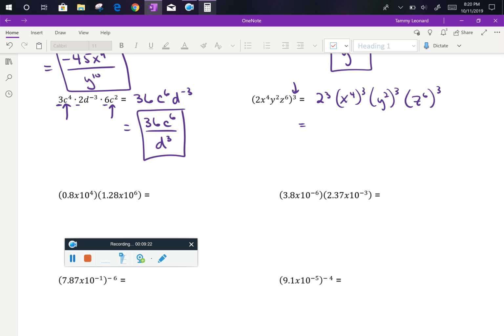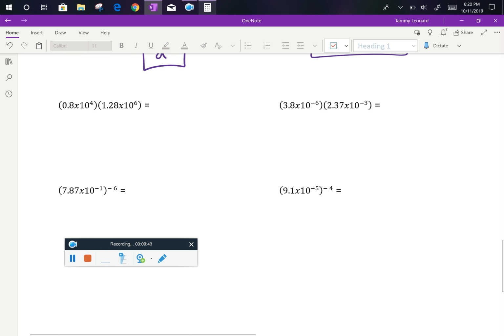So 2 cubed means 2 times 2 times 2, or 8. X to the 4th cubed says when I raise a power to a power, I multiply the powers. So this is x to the 12th. Same rule applies here, so we have y to the 6th, and the same rule applies there, so we have z to the 18th. There aren't any negative exponents, so that's our answer.